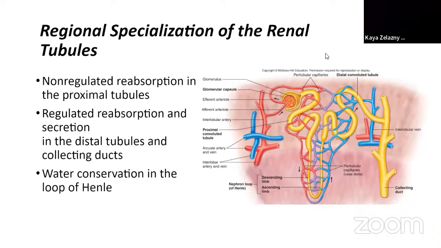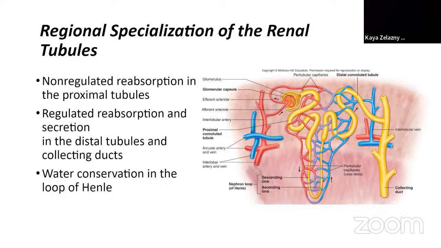So here we're looking at a whole nephron again. We're going to think a little bit more about specialization. Our key thing when we think about proximal tubules is that we're not regulating reabsorption. We do have some active transport, right? We did active transport of sodium using that pump, and we did secondary active transport of glucose. What I want to emphasize to you is that active transport doesn't mean it's regulated.